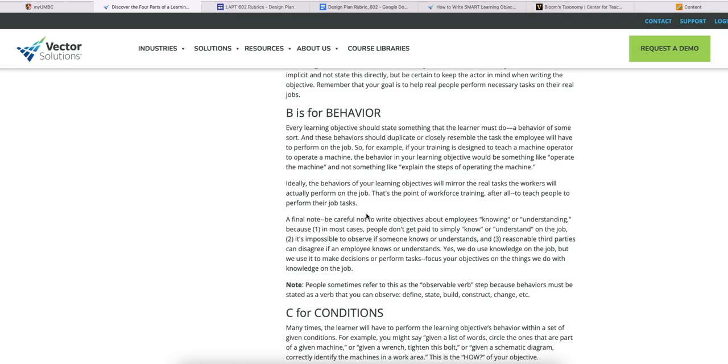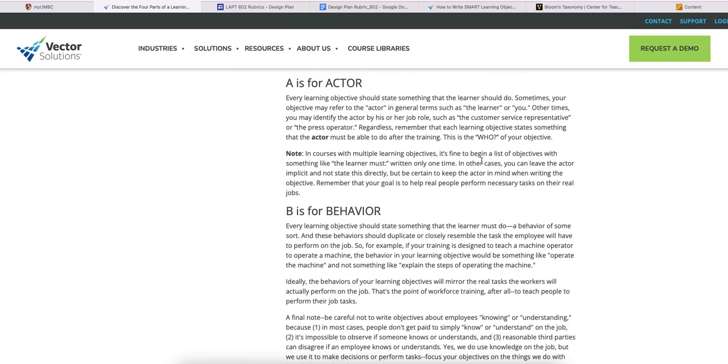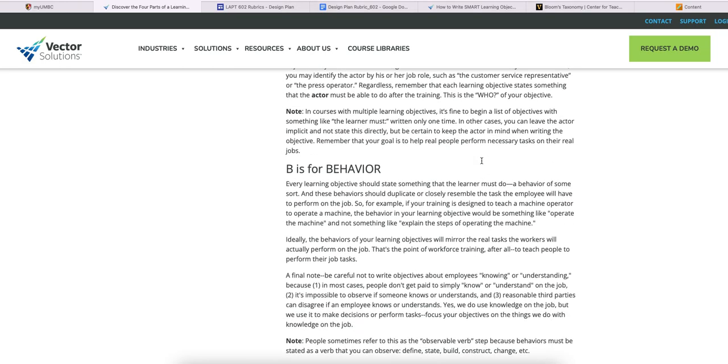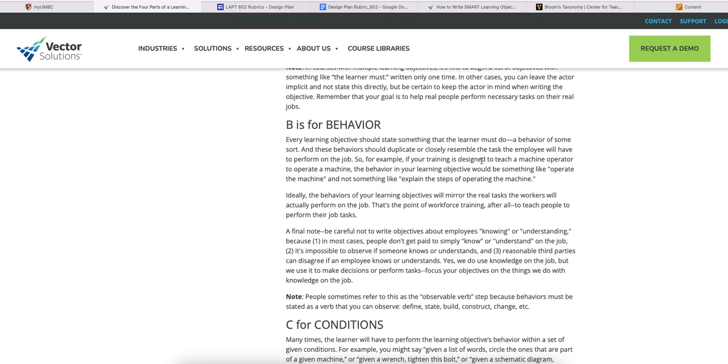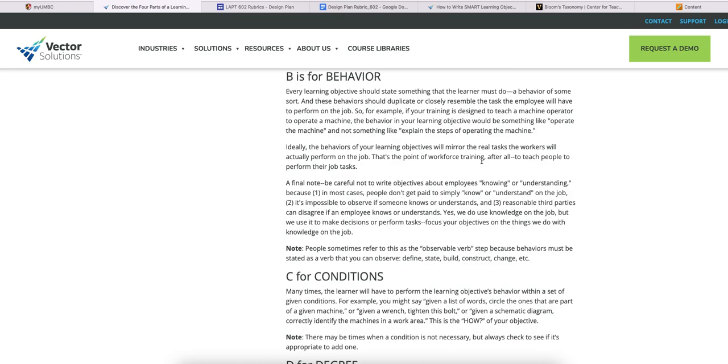Okay, and you can see right here, objectives shouldn't include words like know or understand because that's not observable and it's not measurable. So hold on to that thought. You have a single person, a single audience member, a single actor performing a single behavior in every objective.